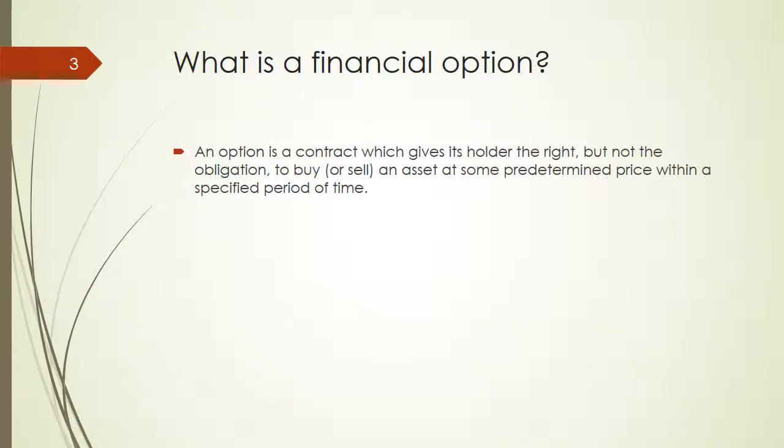First, we look at what is a financial option. An option is a contract which gives its holder the right but not the obligation to buy or sell an asset at some predetermined price within a specified period of time.